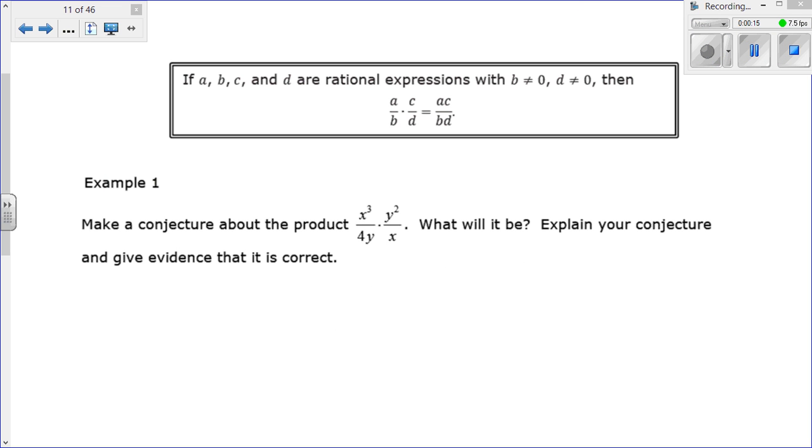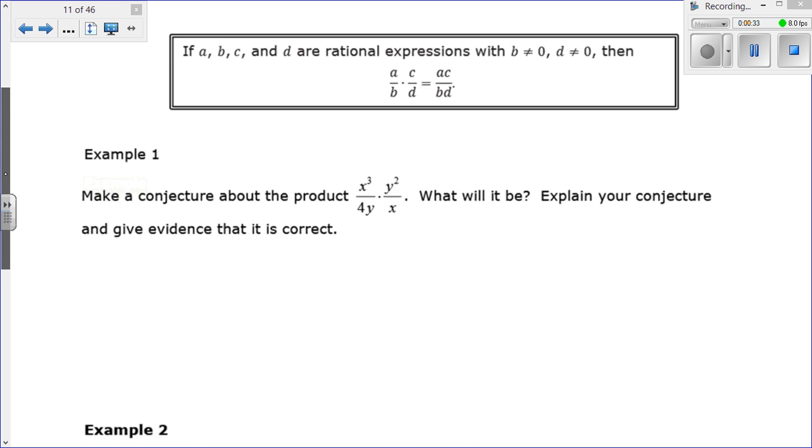So, first thing we are going to do is make a conjecture about the product x cubed over y to the 4th times y squared over x. What will it be? Explain your conjecture and give evidence that it is correct. Well, what do you think the answer would be?